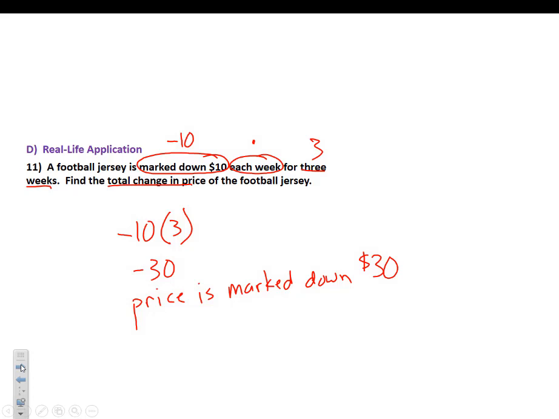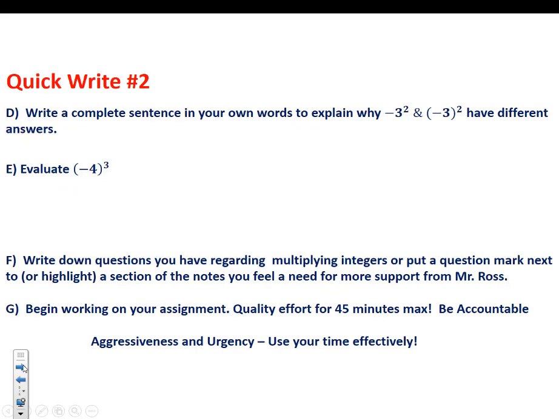Ladies and gentlemen, that ends this video other than our quick writes. So real quickly, you have 2 to do after this video. Writing the complete sentence in your own words to explain why -3 squared and the quantity of -3 squared have different answers. And then E, evaluating -4 cubed.